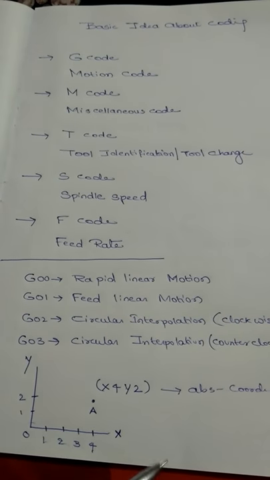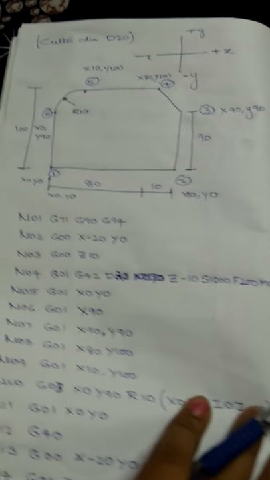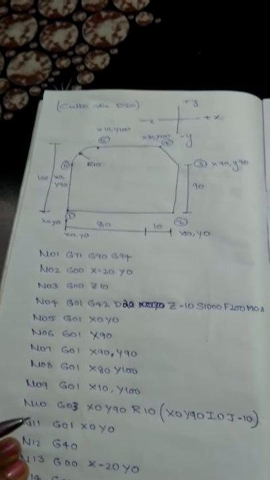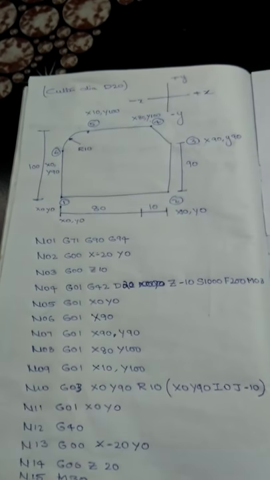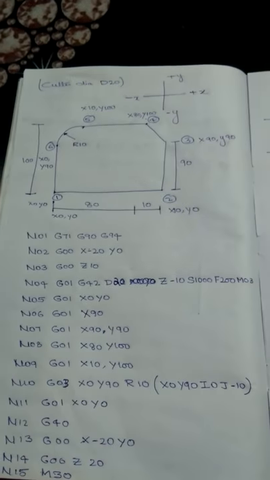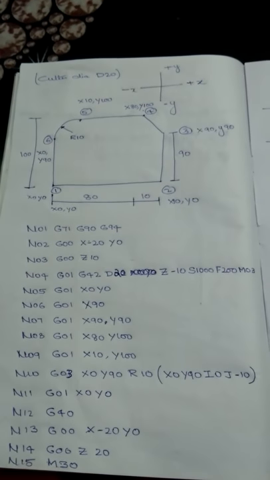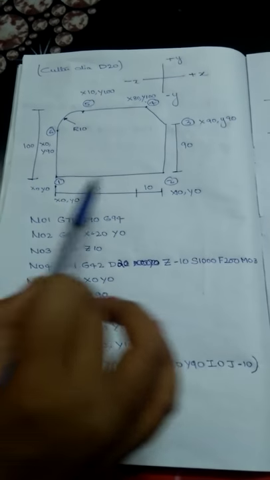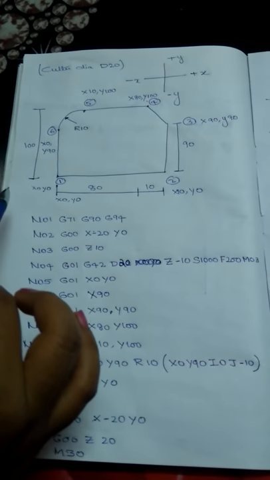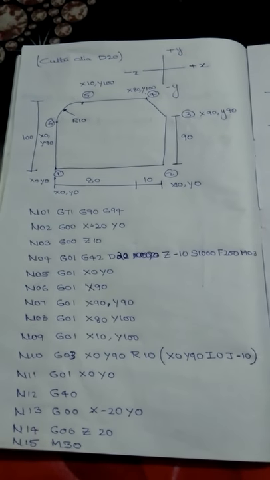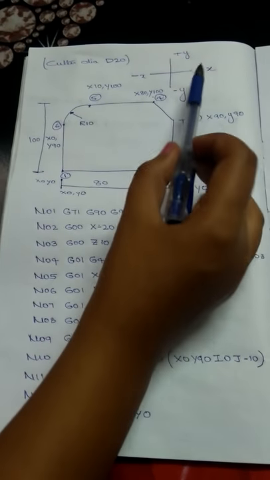Now, let us start with the part programming of the figure, which is shown clearly on this page. I have drawn it clearly, mentioning the dimensions. It is very, very simple. Before we start this part programming, let me explain: we need to cut the sheet in this particular shape. So before starting, let me tell you the basic directions.